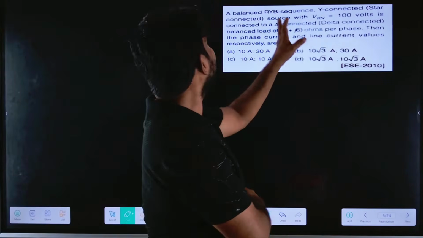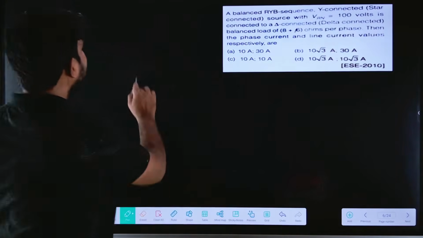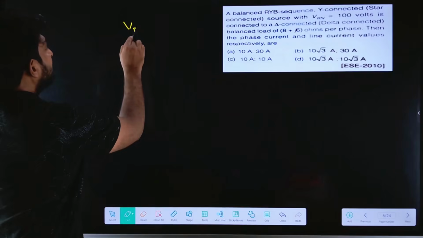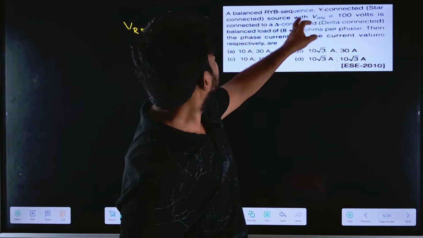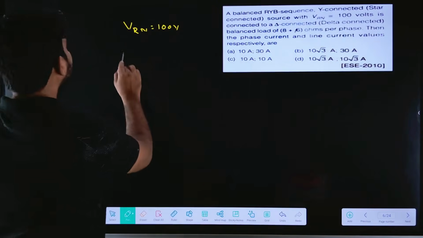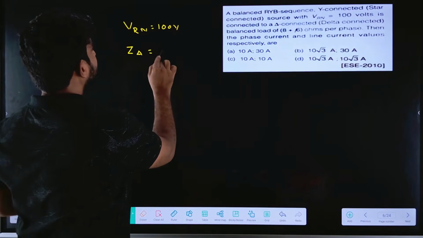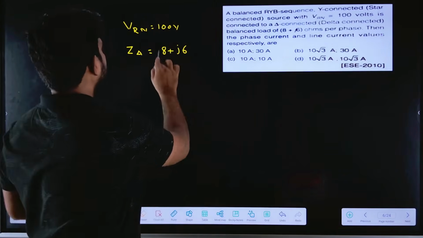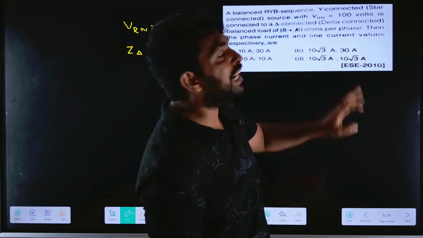It is a star connected source. VRN is given as 100 volts. And it is a star connected source with VRN, and we have a delta connected load, Z delta per phase value equal to 8 plus J6 ohms per phase. So it is the per phase value, right? Now we need to find the phase current and line current.